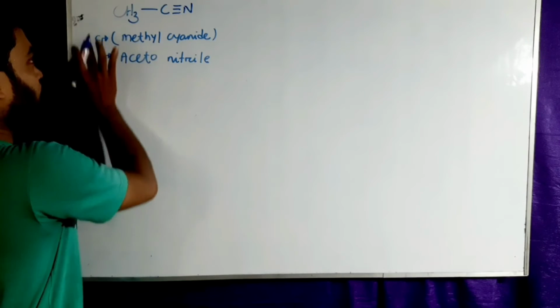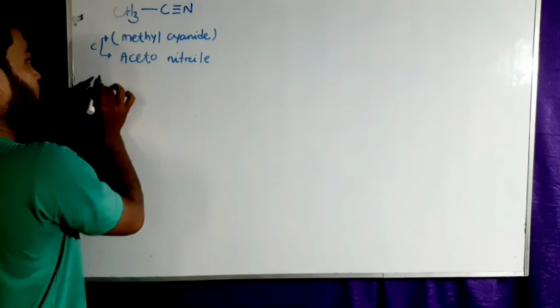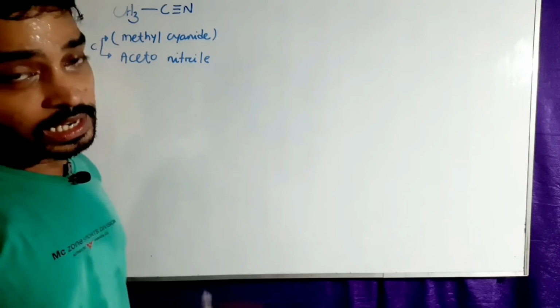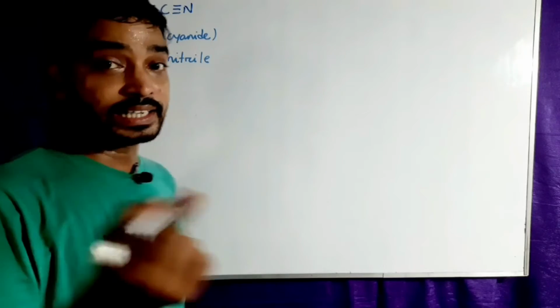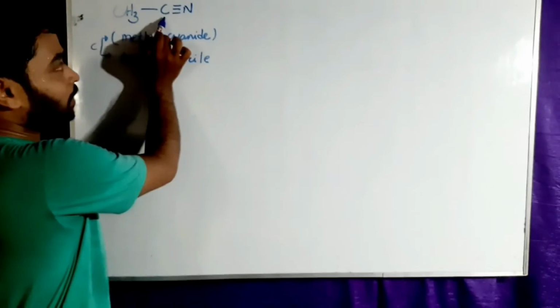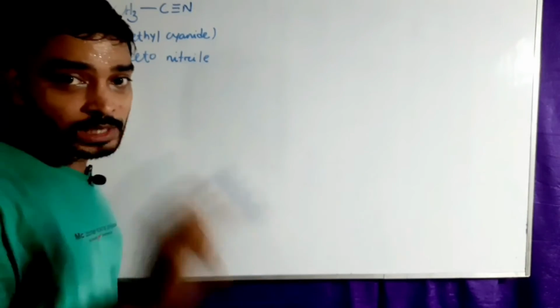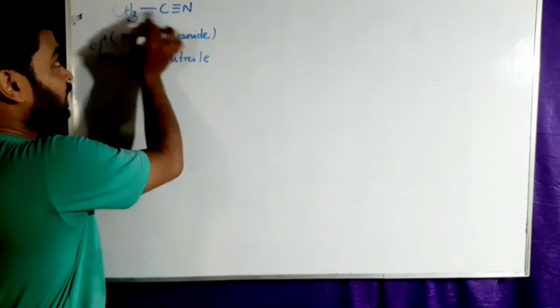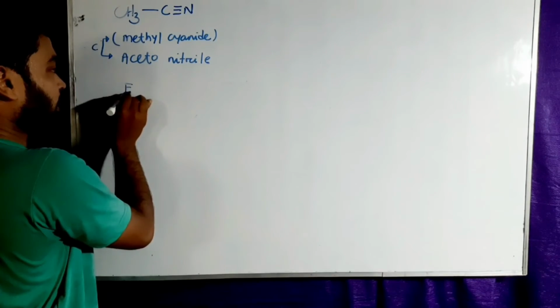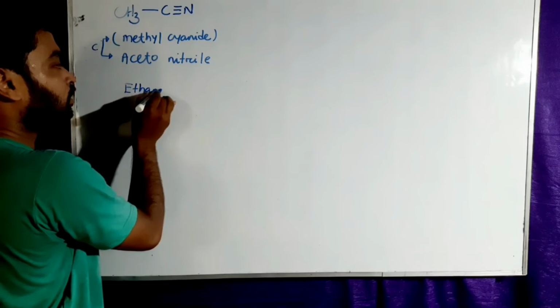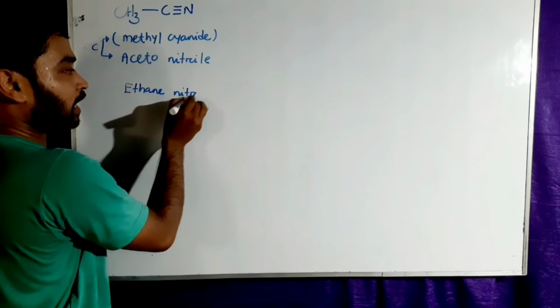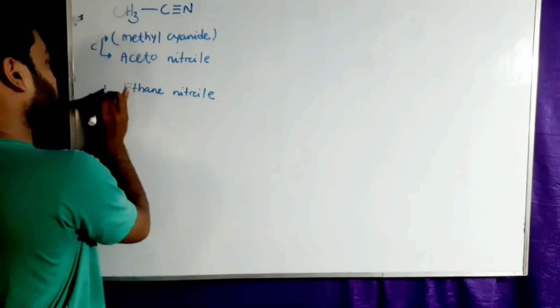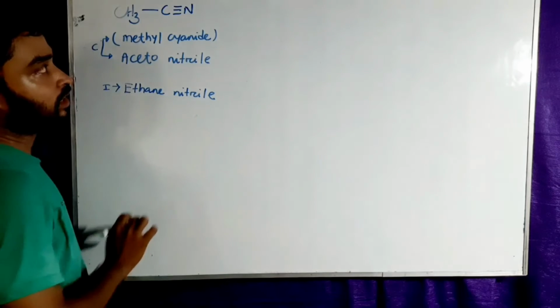is the common name for the compound, and the IUPAC name, you know that the IUPAC name for cyanides is alkane nitrile. So here the functional group carbon gets included in the IUPAC name. That means the IUPAC name for the compound is ethane nitrile. Ethane nitrile is the IUPAC name for the compound.